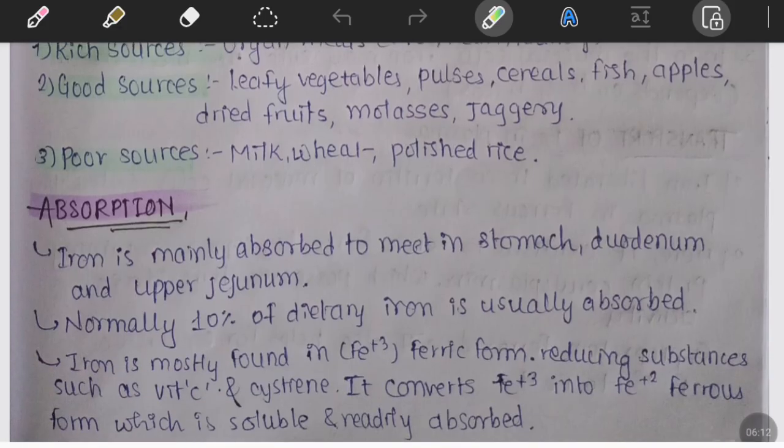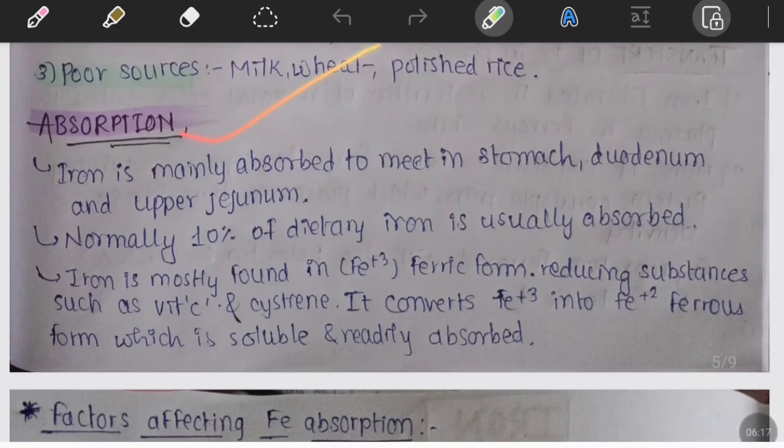Now come the favorite university exam questions. Where is iron absorbed? Mainly in the duodenum and upper jejunum. Only about 10% of dietary iron is absorbed. Students often ask why only 10%? Because excess iron is dangerous. Unlike many minerals, the body cannot actively excrete large amounts of iron, so absorption is tightly controlled.